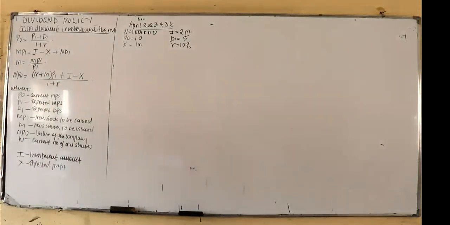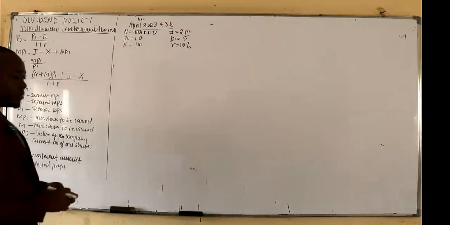Required: the price of the share at the end of year 2023, assuming dividend is not declared. That one will just determine P1. Number two, the price of the share at the end of 2023, assuming dividend is declared. Also that one is P1 if you pay the dividend. And then number three, the number of new shares to be issued. That is M.